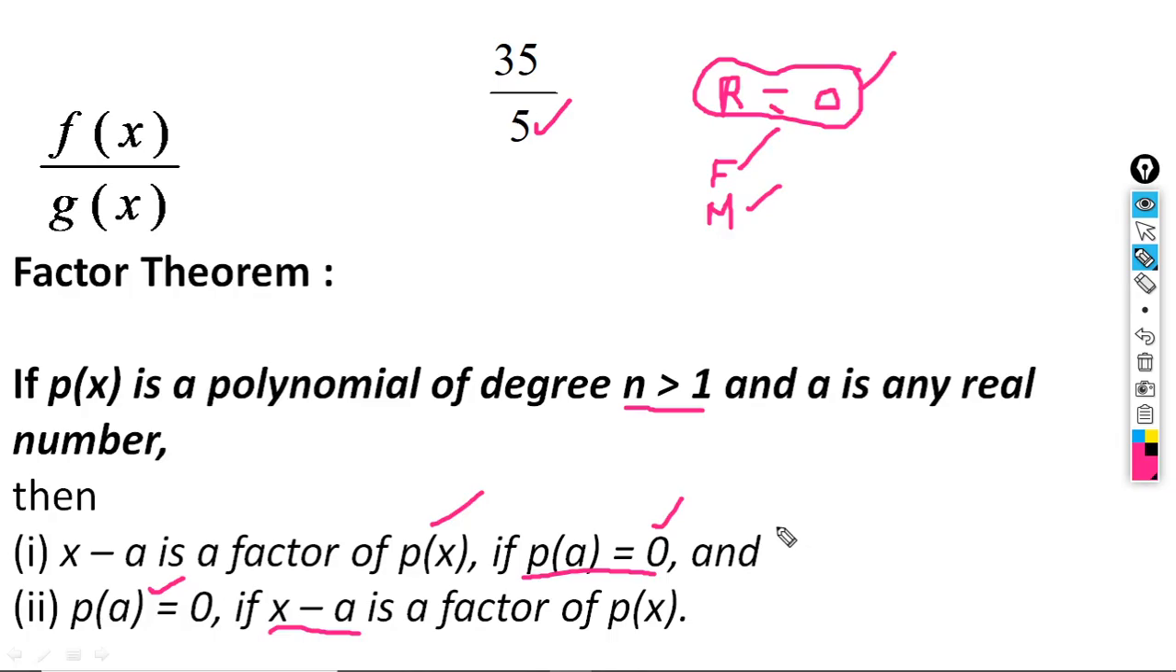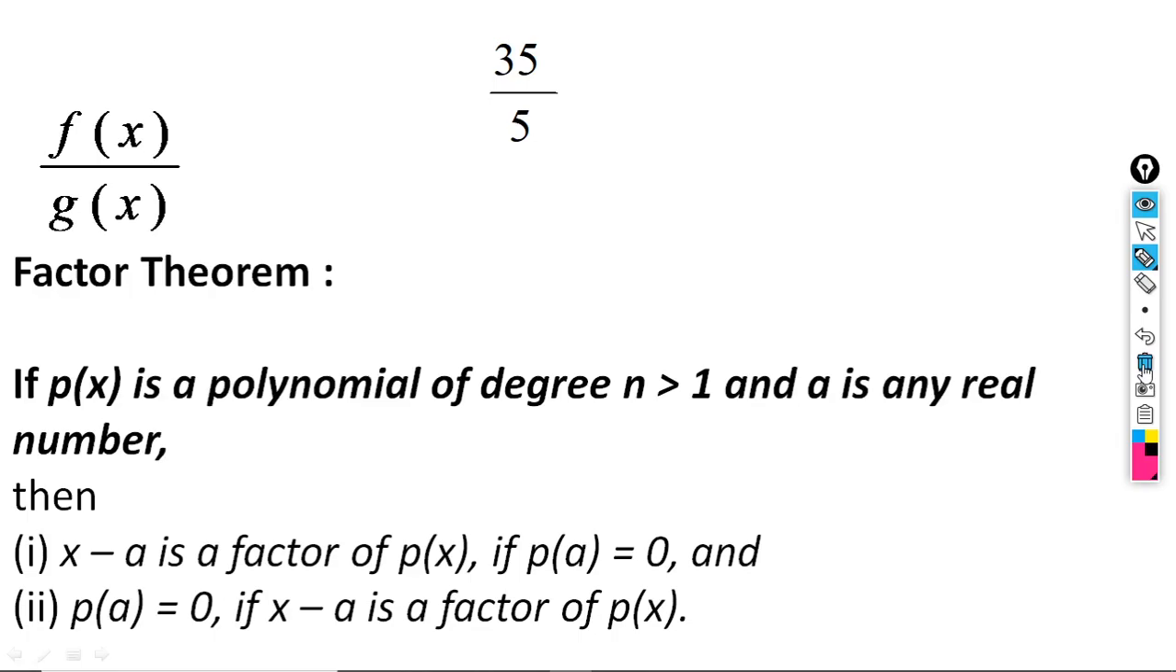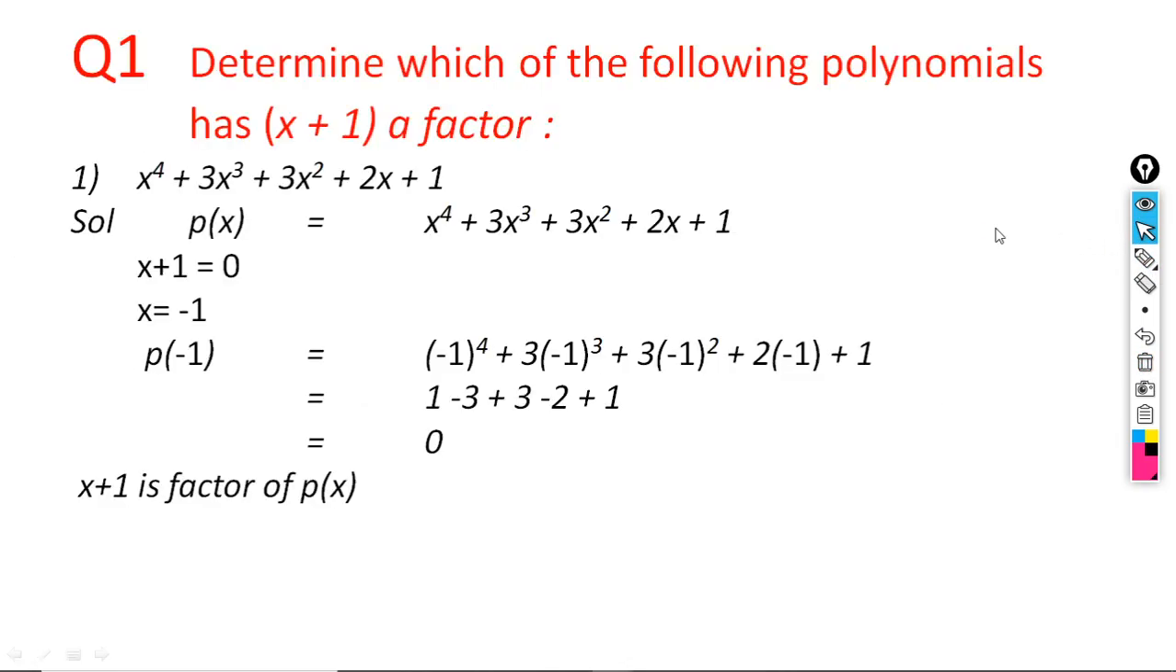So ultimately what we want to conclude from the factor theorem is that this will work in the same way as the remainder theorem. If we want to check that x minus a is a factor, we have to check the remainder. If the remainder is 0, we would say that this x minus a is a factor of p of x. This will be clear to you with certain examples, certain problems. Let us try some problems related to factor theorem.